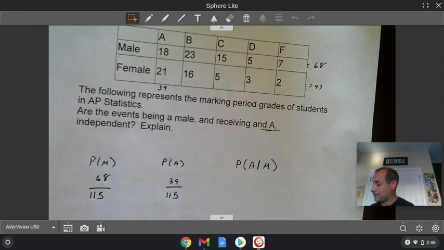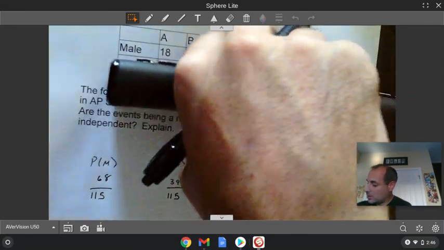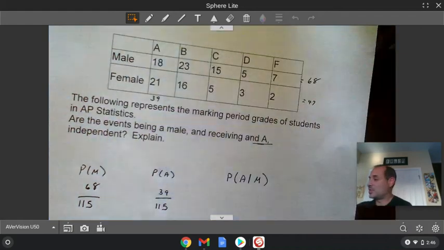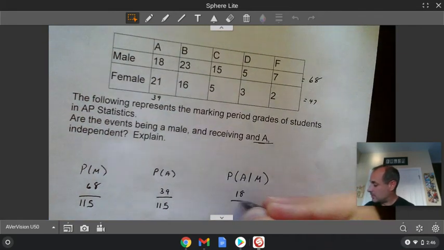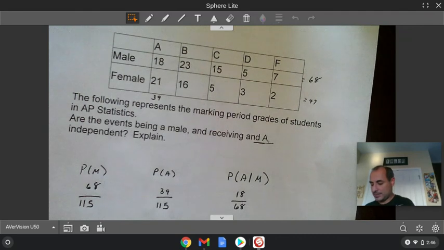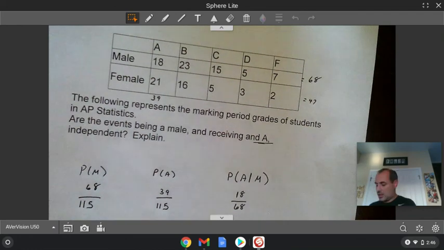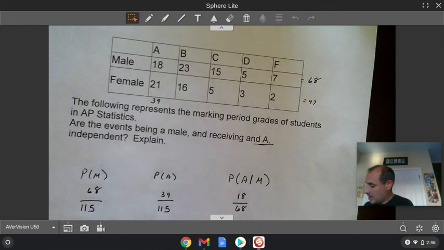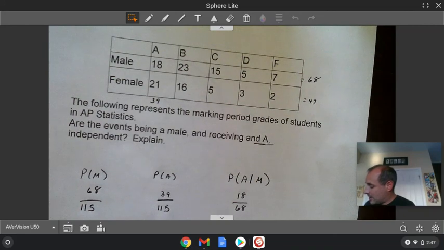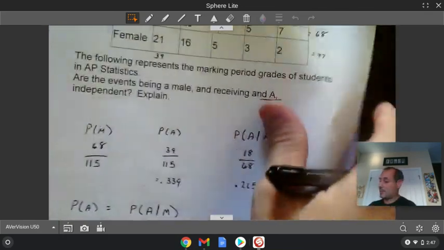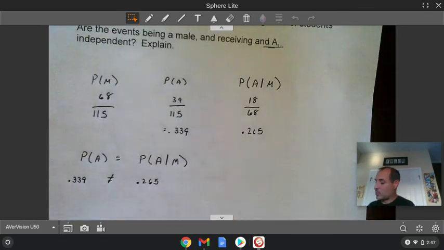Let's find that. Being a male means, well, ignore everything else. 18 out of 68 males. So 18 out of 68 is 0.265. 39 out of 115 is 0.339. So the probability of getting an A is 0.339. The probability of getting an A given being a male is 0.265. These two probabilities are not equal.